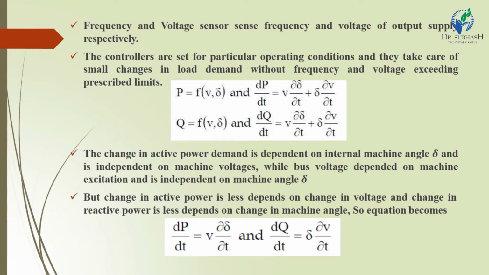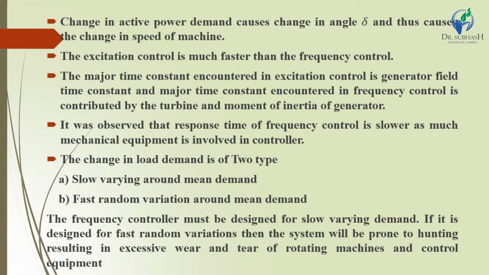The change in active power demand is dependent on the internal machine angle delta, and reactive power is dependent on machine voltage, while the bus voltage depends on the machine excitation and is independent of the machine angle delta. But change in active power is less dependent on change in voltage, and change in reactive power is less dependent on machine angle. So the equation becomes as shown in the video.